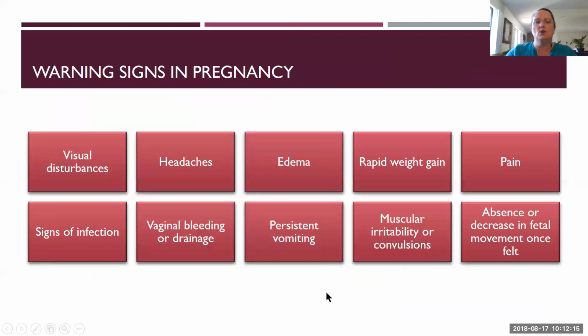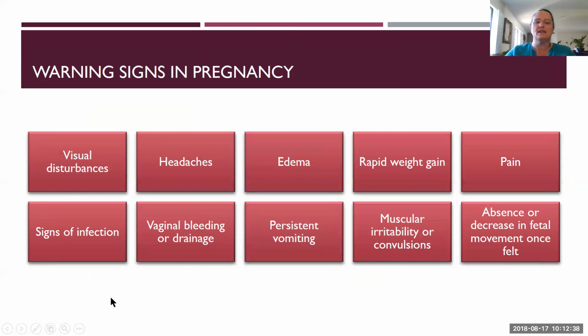Every woman should know warning signs in pregnancy, and these are the type of things that if they happen, you need to go immediately to either the birth center or the nearest hospital. It's not wait until my next doctor's appointment kind of thing. If any of these things are happening, we want to see you right away. And so every pregnant woman should know about the warning signs in pregnancy.